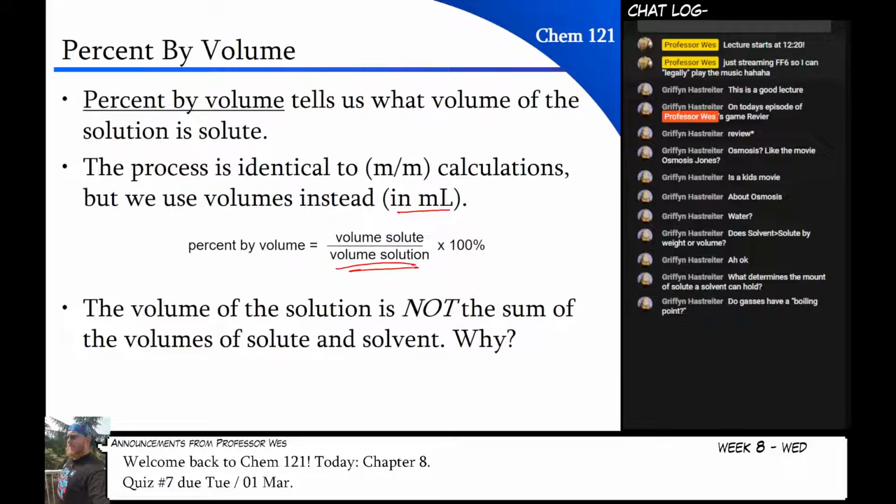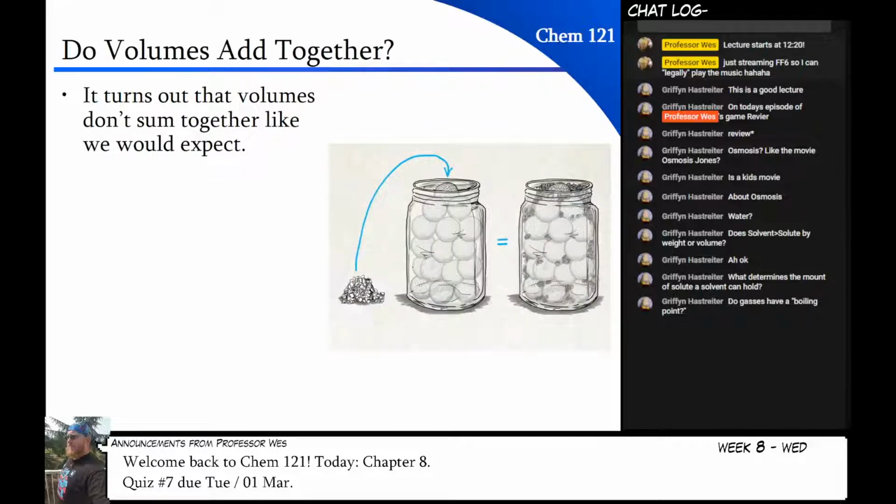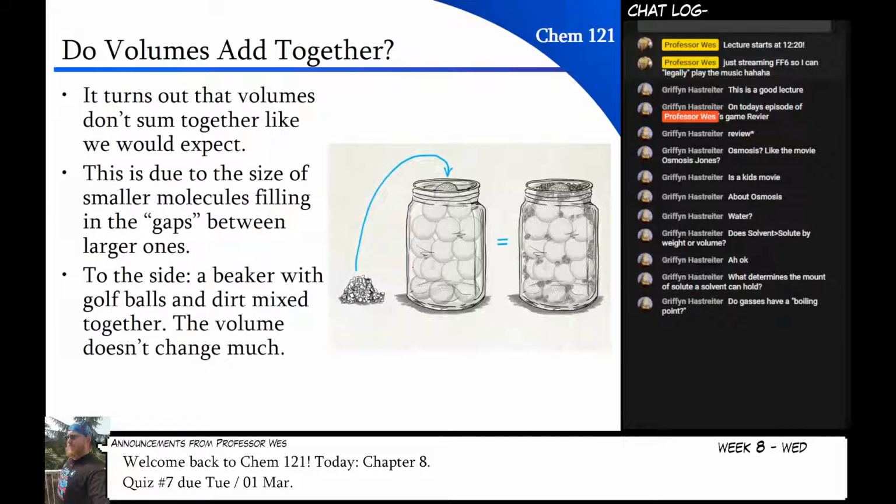And this is not intuitive. Why would volume be like this? I'm going to show you a picture, and it's all going to make sense. If you fill a jar with golf balls, and you say, oh, the jar is full, I can't put any more golf balls in there, and then you proceed to add something that's smaller than golf balls and it fills in all the crevices, you're filling in more of that space, but you would still say the container is full, right? Molecules do the same thing.